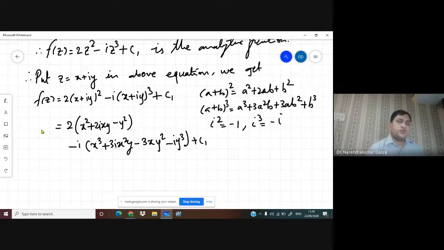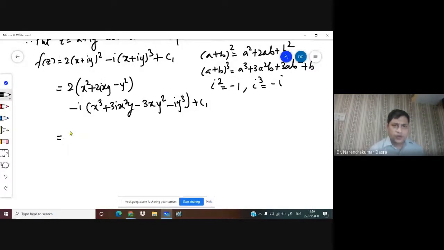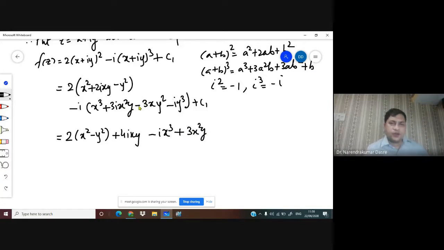Okay, now simplify this. So we have this is 2x square minus y square plus 4ixy. Now we have to multiply by this minus i inside. So if I multiply by minus i, I have minus ix cube. Then this i and i will become i square, and this minus will become plus. So we'll be having plus 3x square y. This minus minus will become plus, and we'll be having 3ixy square.